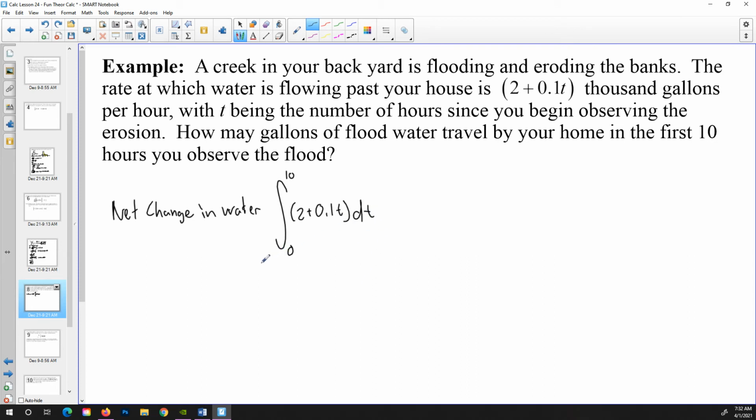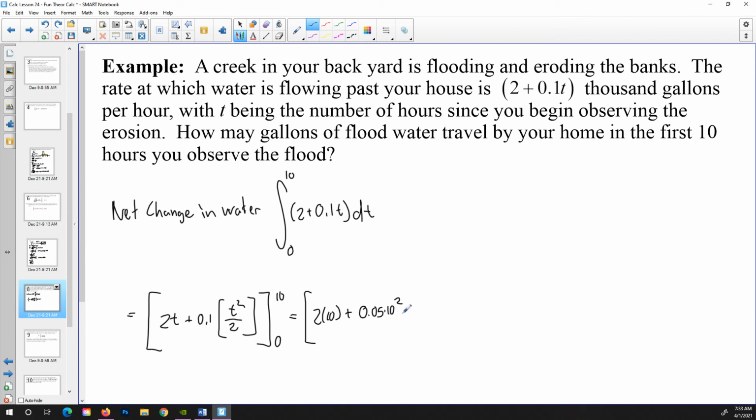Okay, so the integration is going to actually be fairly simple. The integral of a constant is just going to be 2t, and then for the integral of t to the first, we'll use the simple power rule on that, and we'll go 0.01 times t squared over 2, and that will be evaluated from 0 to 10. So that's not too bad. I'm going to have 2 times 10 plus, and so 0.01 divided by 2 is going to be 0.005, and then it'll be 10 times 10 squared.